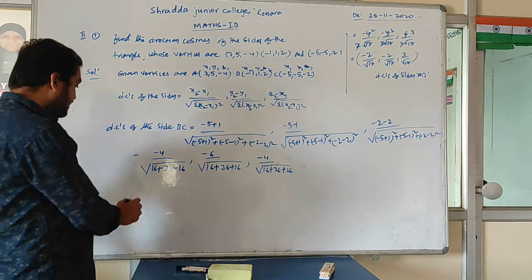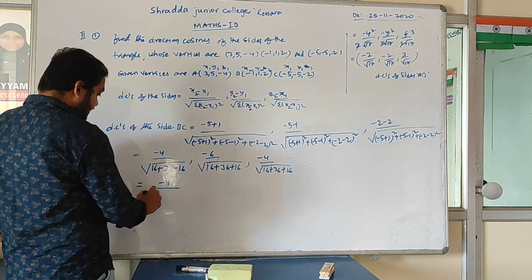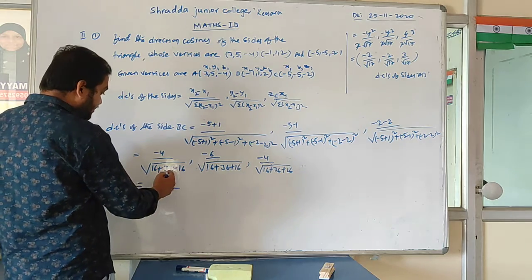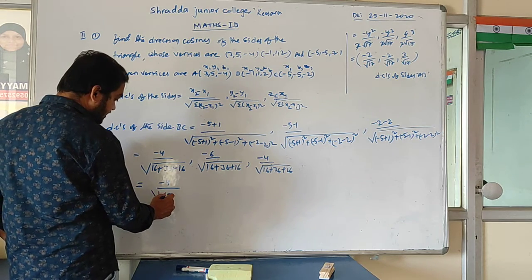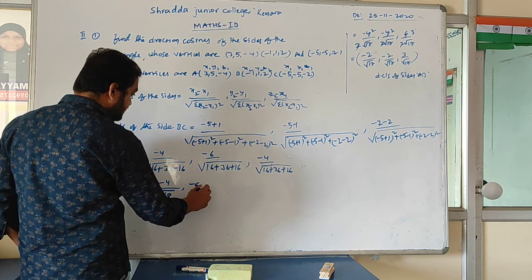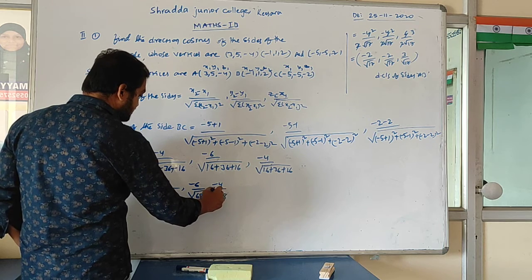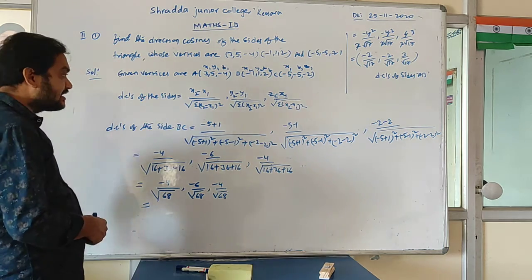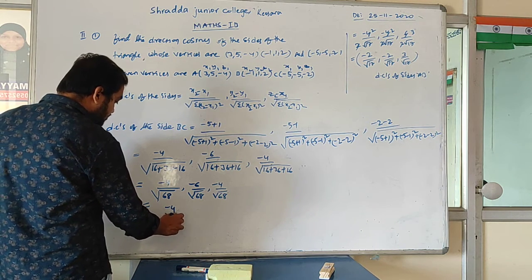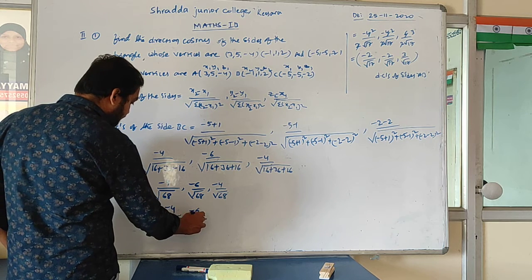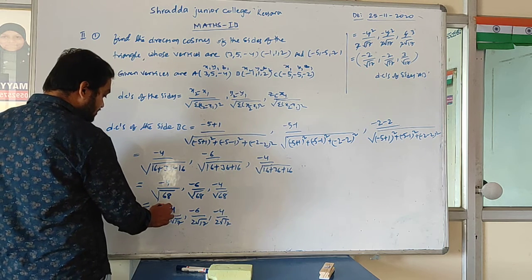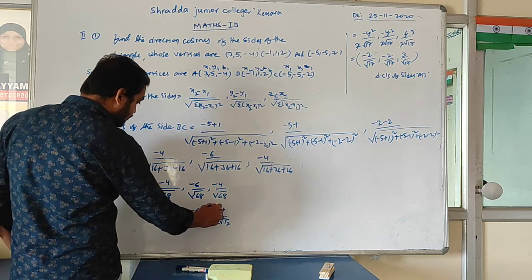Now what are we getting here? This is equal to minus 4 by the square root of 16 plus 16, that is 32, and 32 plus 36 is 68. Here also minus 6 by root 68, minus 4 by root 68. Minus 4 by root 68 can be written as minus 2 by 2 root 17, minus 6 by 2 root 17, minus 4 by 2 root 17. Cancelling the common factor of 2.